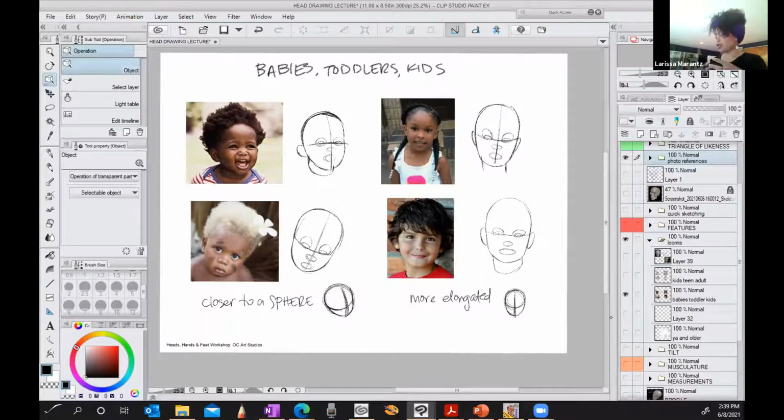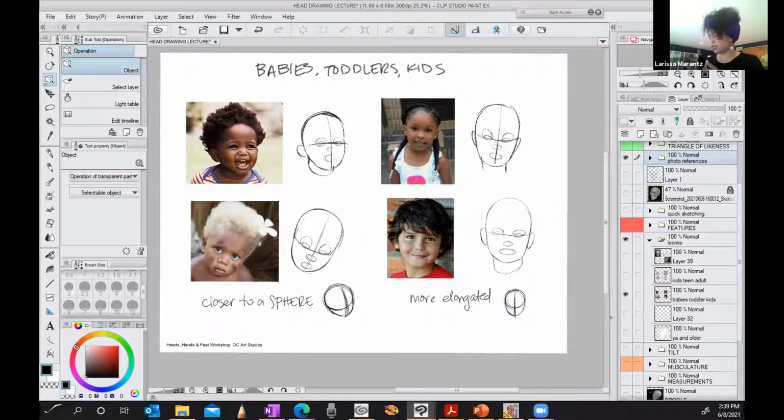Okay, and the closer to the sphere, it's way more round, and the eyes are really large in the head, because the cranium is growing and the eyes don't really grow as much. So what you want to be mindful of is just how much mass is on the head of a baby compared to an adult. There's a lot more mass.